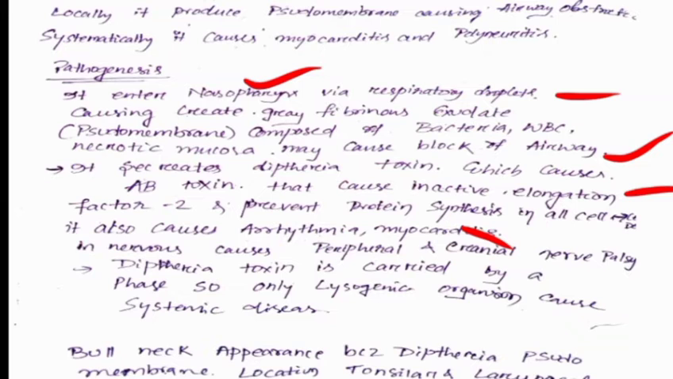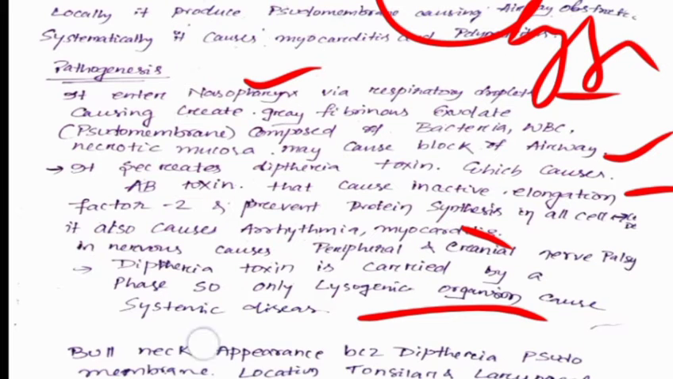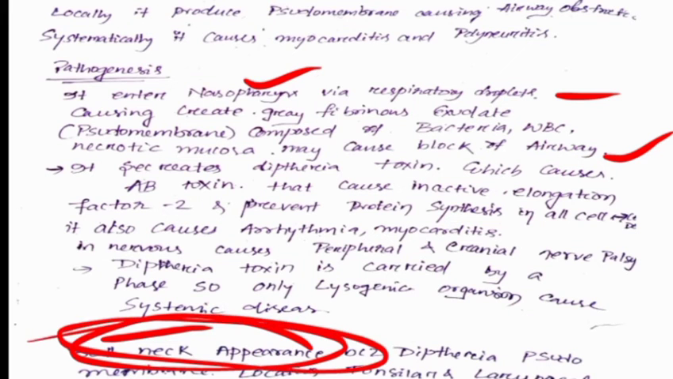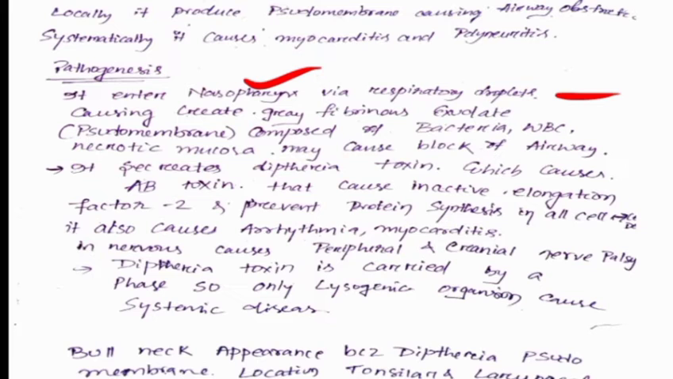So we can know how the toxin acts in our body by the lysogenic pathway. If we take this as a cell, when diphtheria acts, its toxin enters the cell by the lysogenic pathway. This causes systemic disease. Due to this, a bull neck appearance is found in the throat. You should remember which bacteria causes bull neck appearance: the diphtheria bacteria.